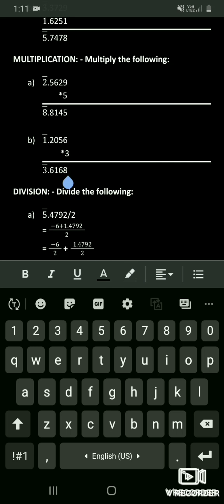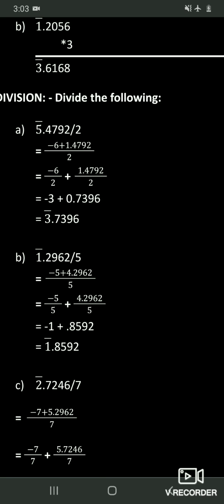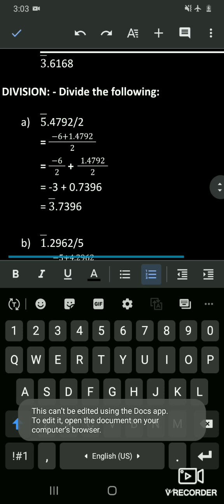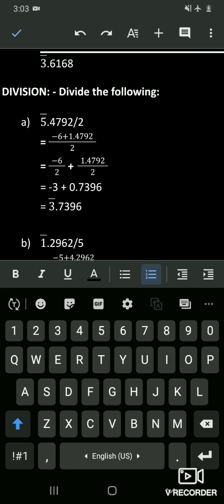So similarly the second problem, let's see the division problems. The first problem is minus 5.4792 divided by 2. So here you can see the characteristic is negative, that is minus 5. So whenever the characteristic is negative, you have to use a different technique. If the characteristic is positive, then you can solve it in the usual division method.